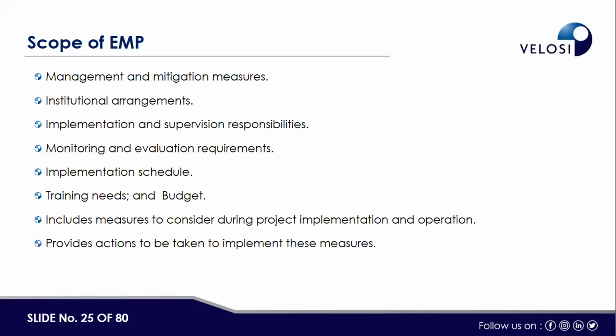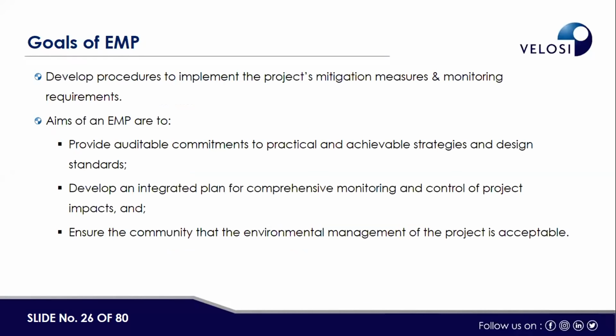And then it includes measures to consider during project implementation and operation, and provides the actions to be taken to implement these measures. So these are all the actions we have to give them in the EMP so that all these actions can be implemented along with the mitigation measures. So these are the goals. Basically, we have to develop the procedure so that the project's mitigation measures can be implemented.